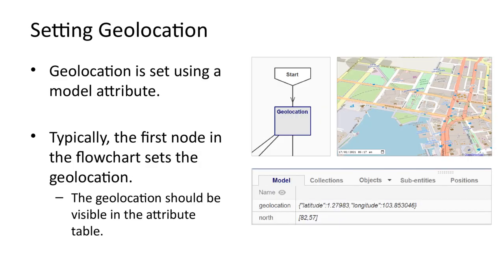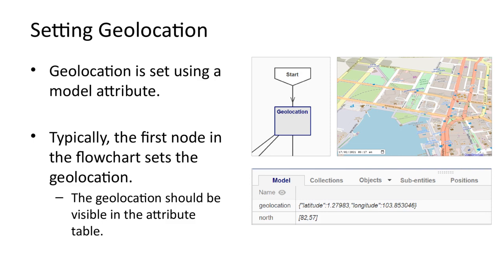The geolocation of a Mobius model is specified using model-level attributes. The origin of the Cartesian coordinate system is specified by the geolocation attribute. The attribute value is a dictionary containing the latitude, longitude and optionally the elevation. The orientation is specified by a vector. The vector specifies the direction of north in the xy plane of the Cartesian coordinate system.